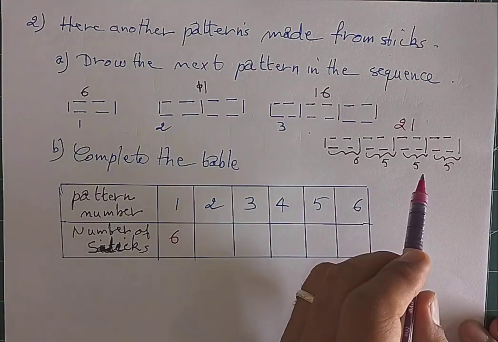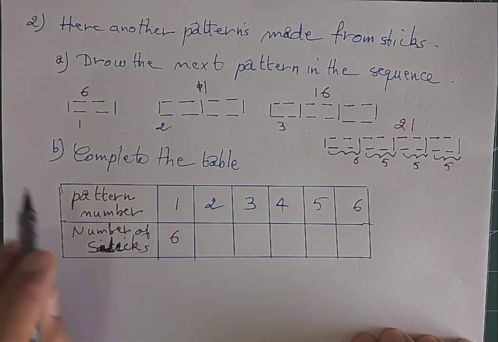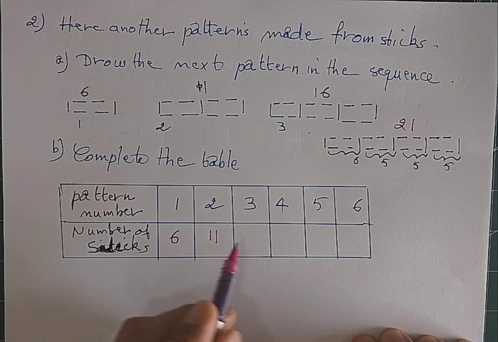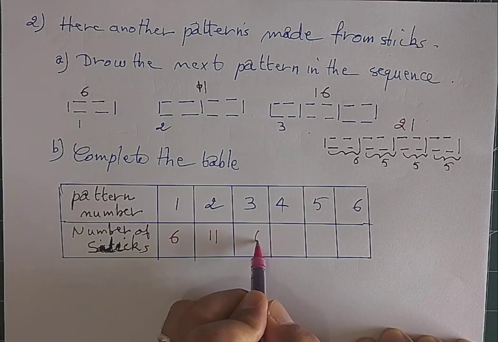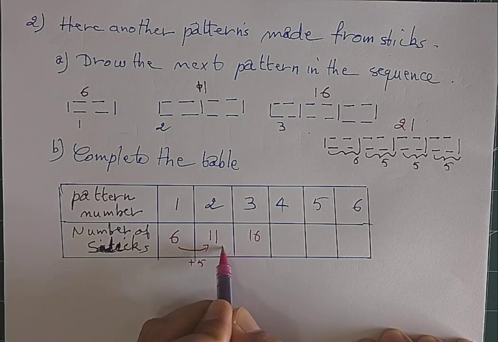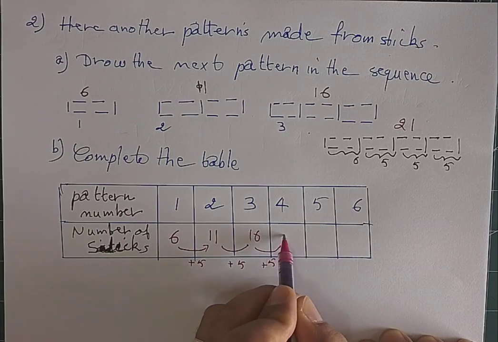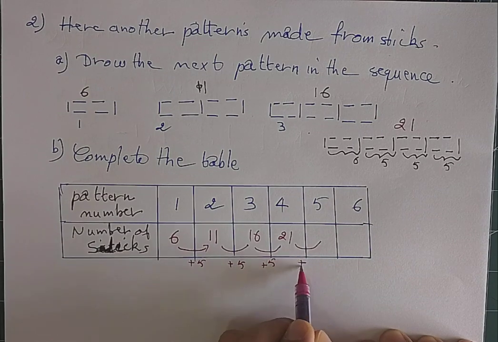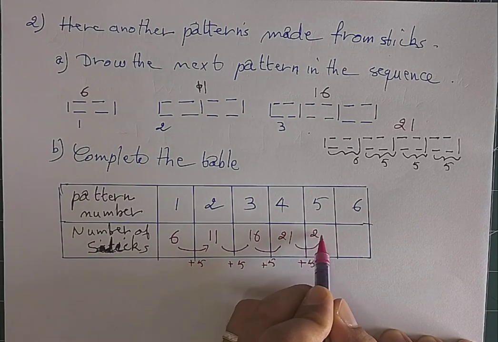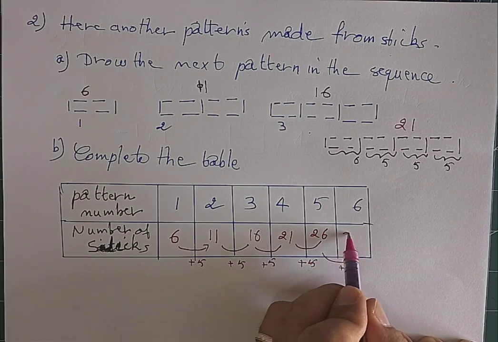I come back again to this one and look at this table. Complete the table. We have 6, number 2 is 11, the third one is 16. Here I add 5, also here I add 5, 21. I add 5 here too, it will be 26. I add 5, it will be 31.